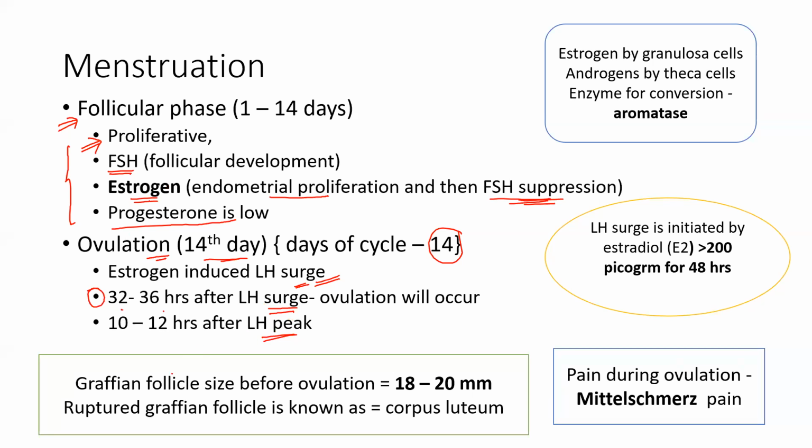Now, with respect to this, we have a little more information. The size of the Graafian follicle before ovulation is 18 to 20 mm. Remember, this is important: 18 to 20 mm. The ruptured Graafian follicle is known as the corpus luteum.